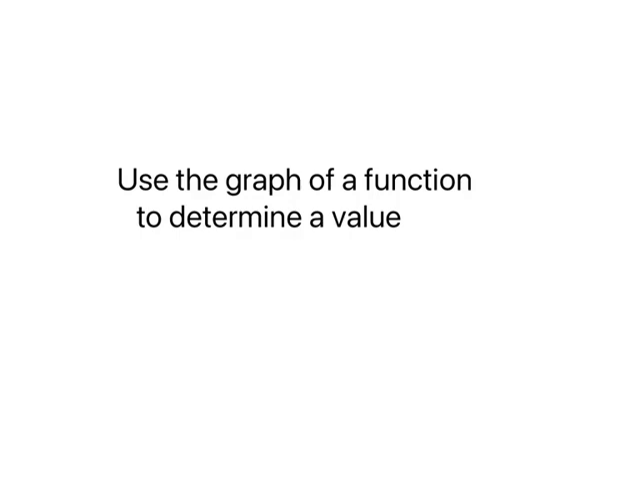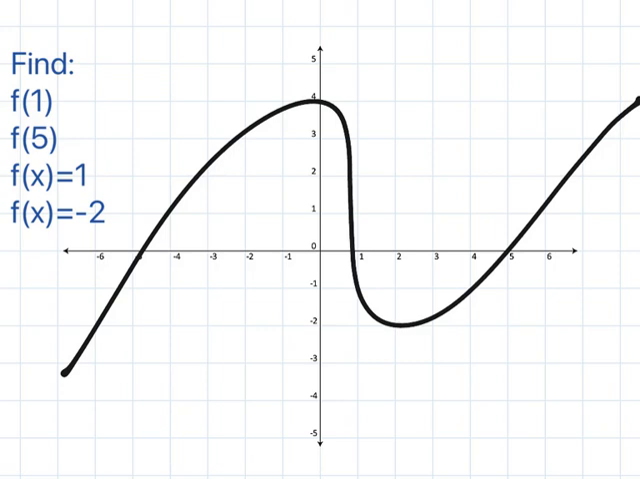Let's use the graph of a function to determine a given value. We have a function here, and if you recall, a function is when we have every input, we have exactly one output, meaning it'll pass the vertical line test. So if you put vertical lines down, it's only going to hit our graph once. As we're looking at this question, we're going to answer the four questions on the side.